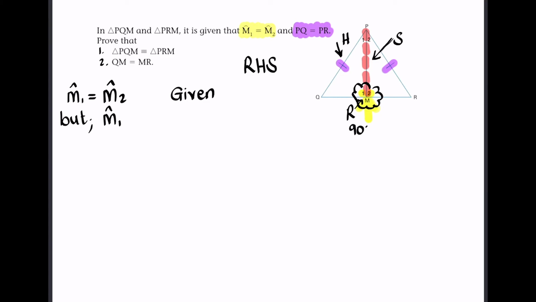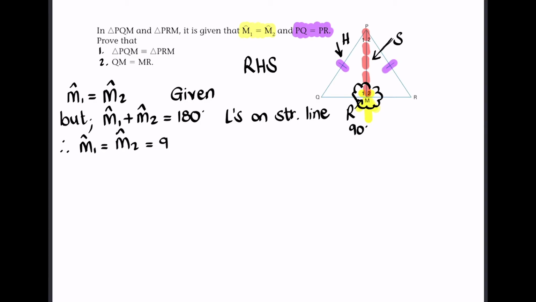But I know that M1 plus M2 is equal to 180 degrees. Why? Because of angles on a straight line. So therefore, angle M1 is equal to angle M2, which is equal to 90 degrees. All right, so now I've done a little calculation to say that they're each equal to 90 degrees. So now I can start my congruency in triangle PQM and triangle PRM. What do I know? I know that side PQ is equal to side PR. Why is PQ equal to PR? It was given.